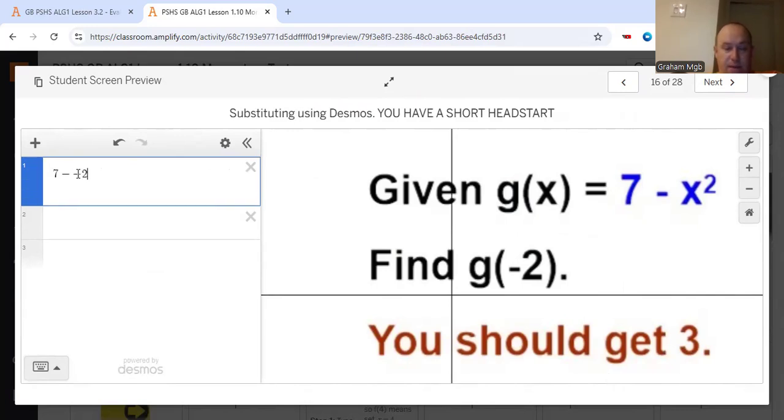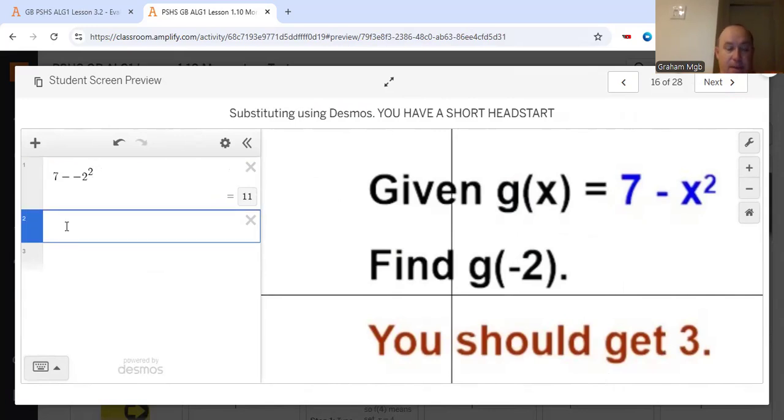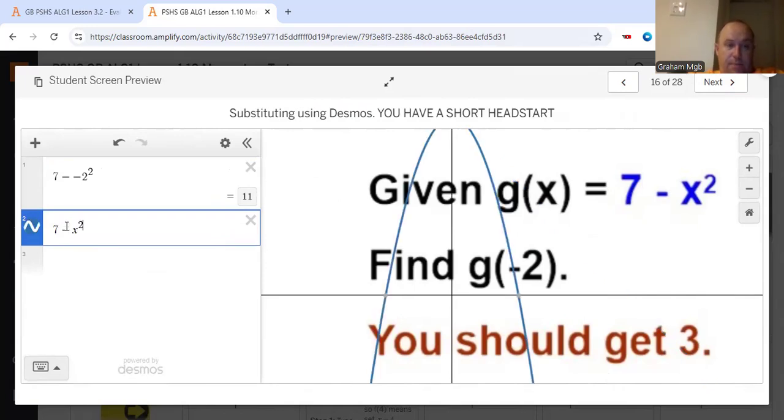So 7 take away negative 2 squared. And they're like, look, I just did it perfectly okay. Now, actually, look, that's actually a wrong answer for this question. So let me type this in.